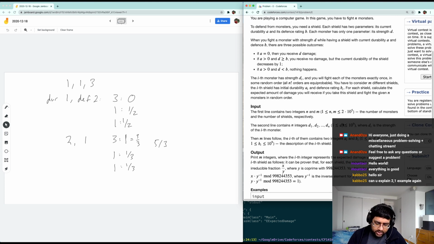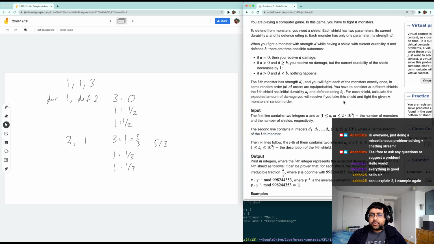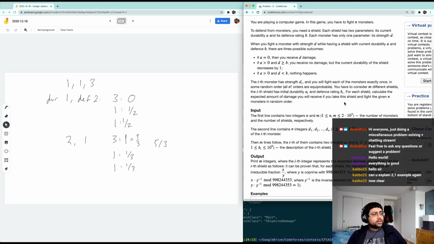So I think this is a promising approach. So for a given monster, we want to find the probability that it damages you. And then we can multiply those by the strengths and then add them all up. So what's the probability that a monster actually does damage to you? It's the probability that... I'll go to the next page.